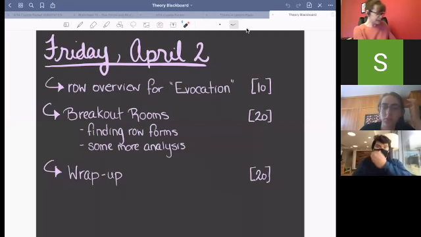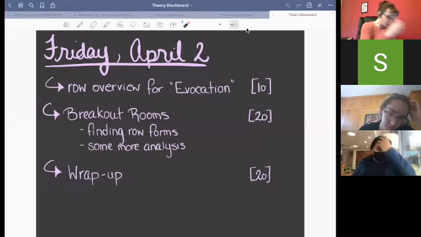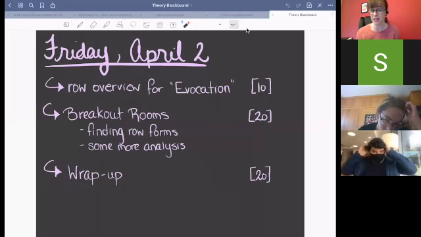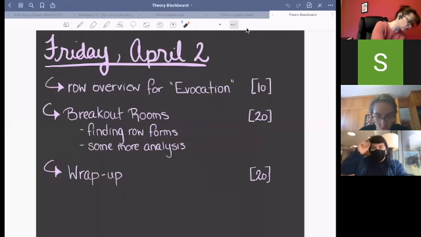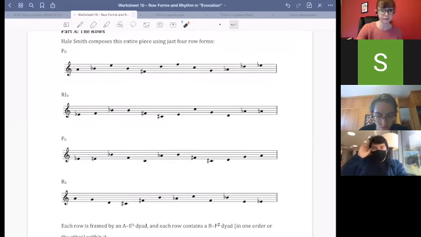So let's go ahead, and if you have worksheet 10 handy, it actually might be helpful for the whole class because it makes the row counting process a little easier to have the rows in front of you. But I'm going to jump over to worksheet 10 as well. So let's take a look at these row forms.